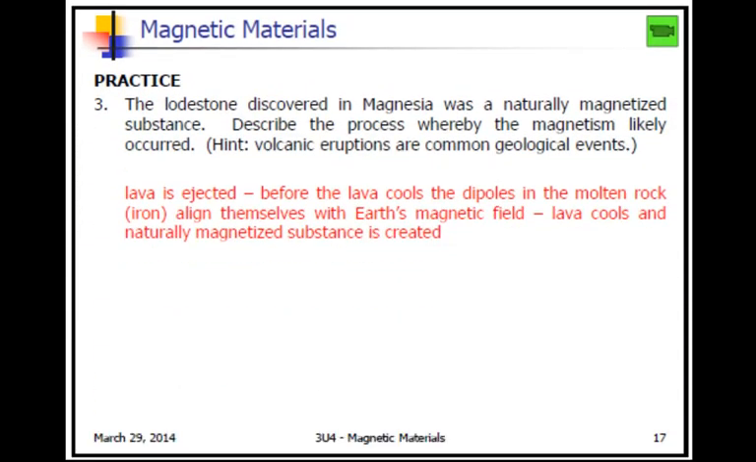The lodestone discovered in Magnesia was a naturally magnetized substance. Describe the process whereby the magnetism likely occurred. The hint says volcanic eruptions are common geological events. So, it says here, lava is ejected. Before the lava cools, the dipoles in the molten rock align themselves with Earth's magnetic field. The lava cools, and then we have naturally magnetized substances that are created.